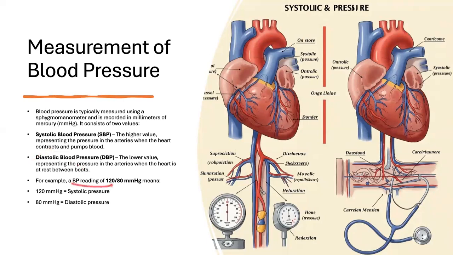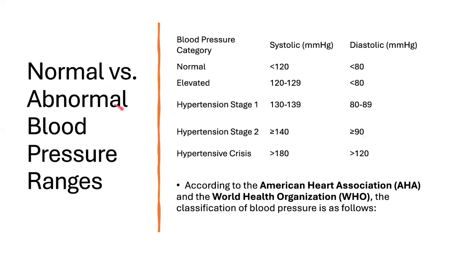Normal blood pressure is 120 systolic and 80 millimeters of mercury diastolic. Normal versus abnormal blood pressure, according to the American Heart Association and the WHO: normal blood pressure is systolic less than 120 and diastolic less than 80.